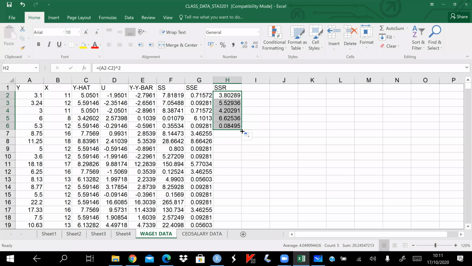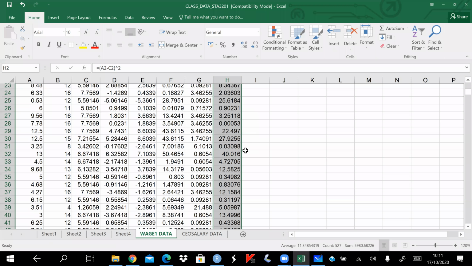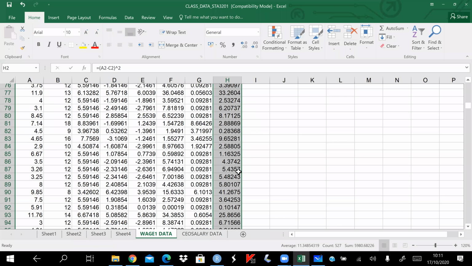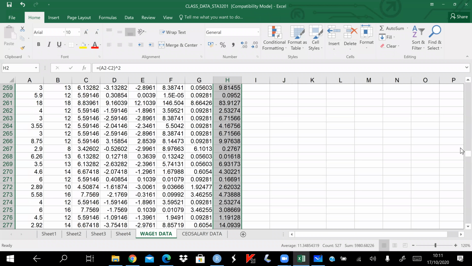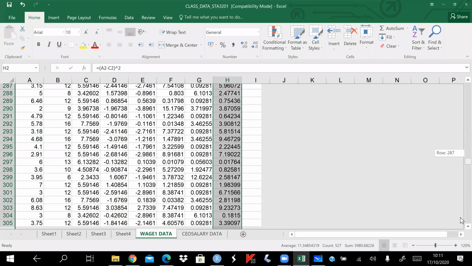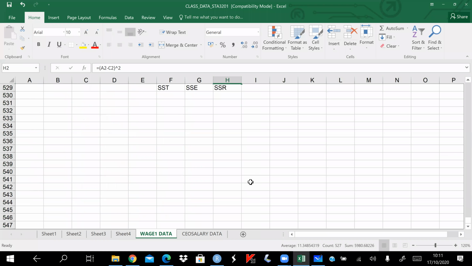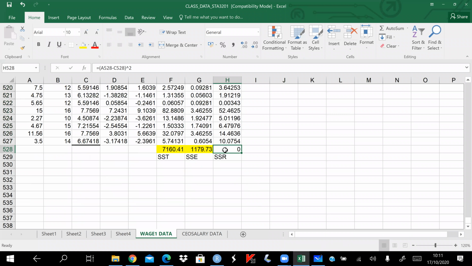And now I need the sum down there. I need to sum these values. So I need to come here and say auto sum. Okay, so you have that.